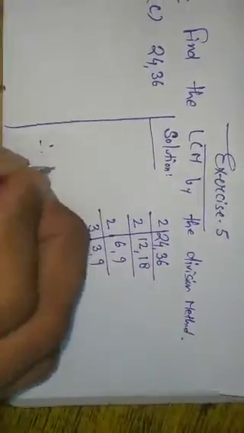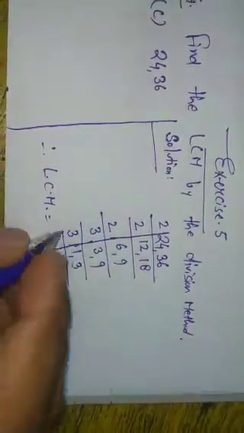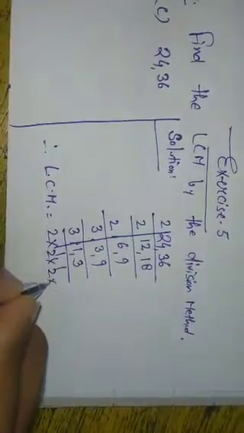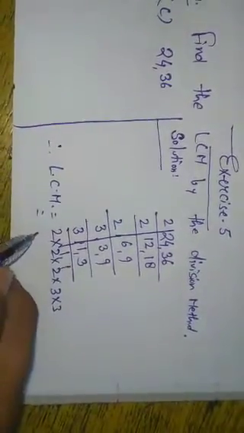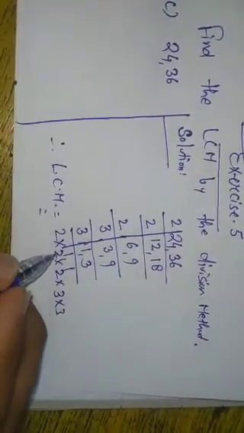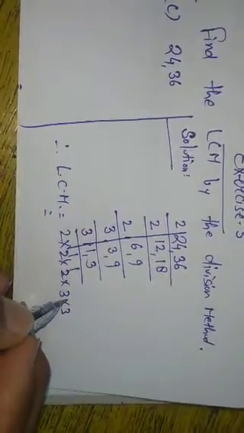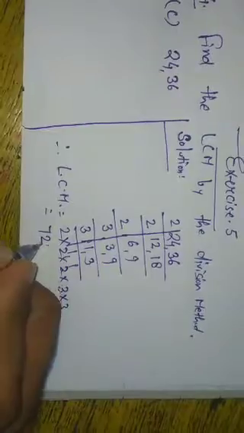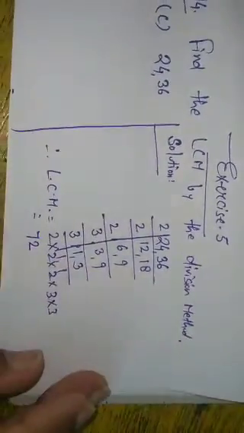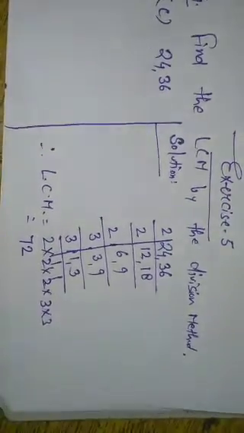So therefore LCM is equal to 2 into 2 into 2 into 3 into 3. So I will multiply it. So look here, how can we multiply it jointly? 2 twos are 4, 4 twos are 8, 8 threes are 24, and 24 threes are 72. So this is your answer. Clear students? It means in this question LCM is 72. Clear students? So students, this is your page number 2 of today's class.